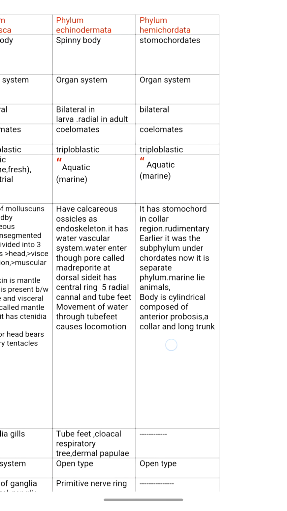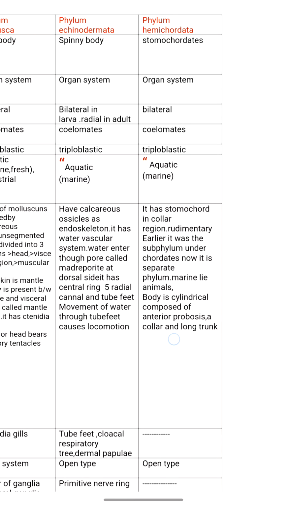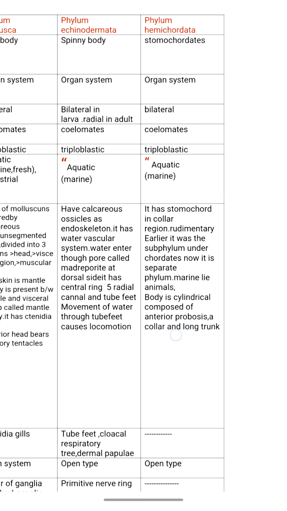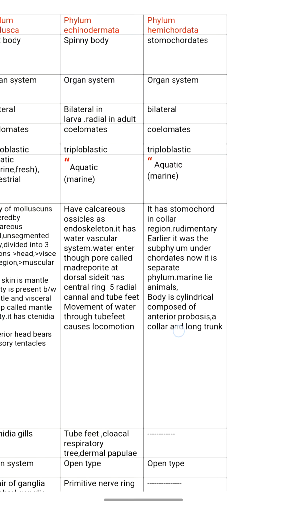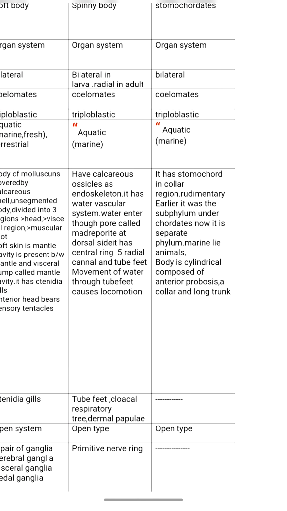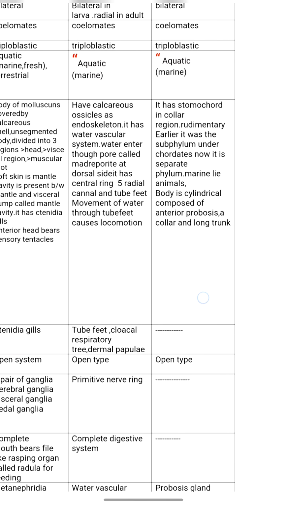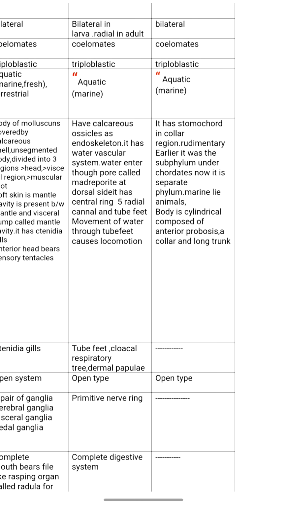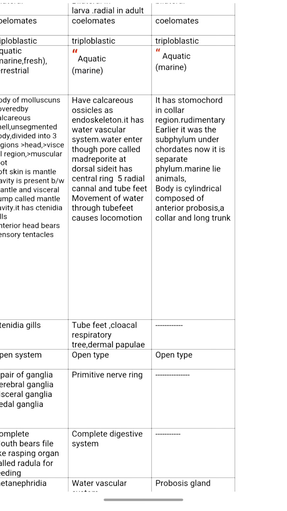Next, coming to phylum Hemichordata, common name acorn worms, very important. Organ system, bilateral symmetry, coelomates, triploblastic, everything runs the same. Aquatic, marine, exclusively marine as already said. Distinct features: it has a stomochord, a rudimentary structure. We cannot say it is completely chordate or completely non-chordate. It has a chordate-like structure.